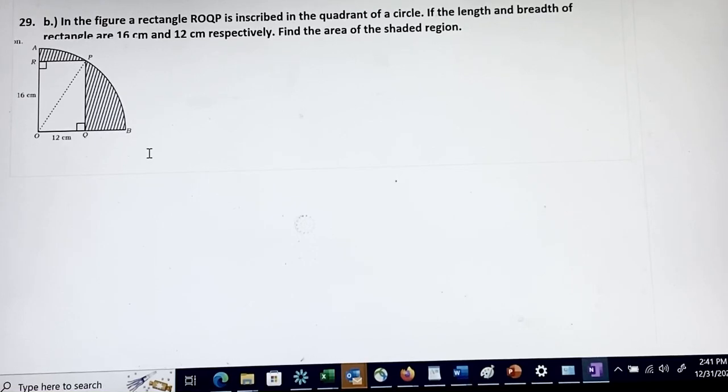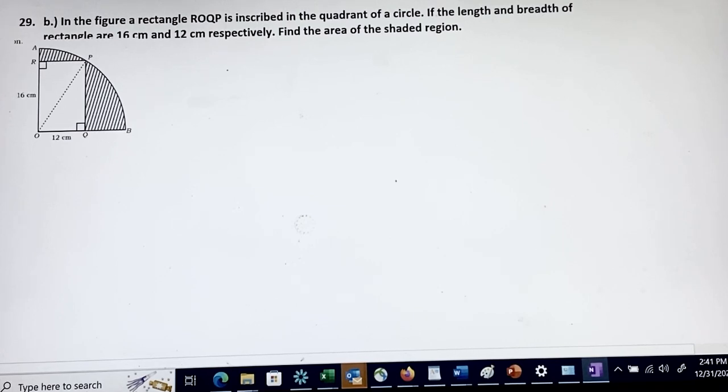9b. So we have the question: in the figure, a rectangle ROQP is inscribed in the quadrant of a circle. If the length and breadth of the rectangle are 16 and 20 centimeter, find the area of the shaded region. Okay, so now how do we find it? First, let's write what is the given data here.